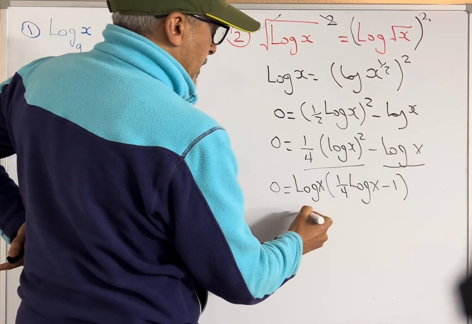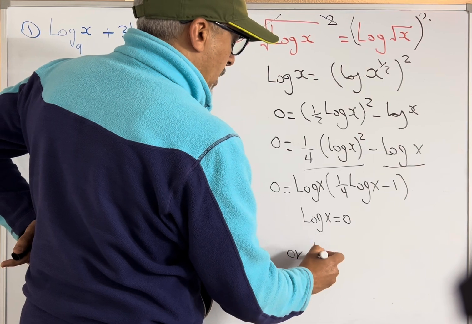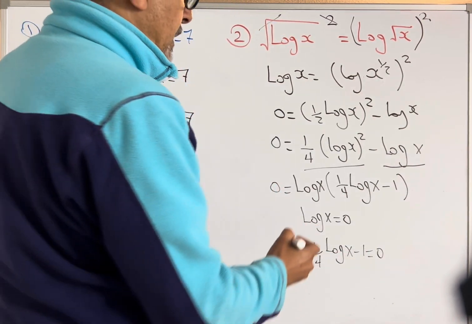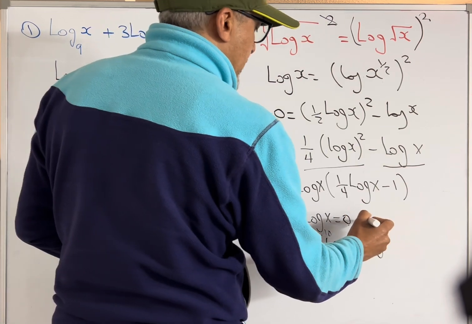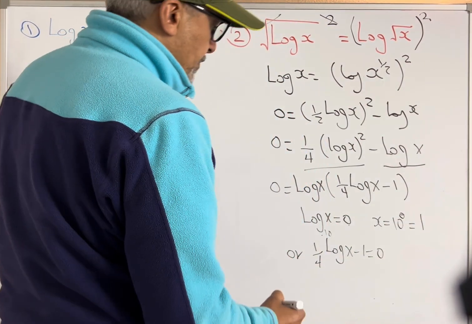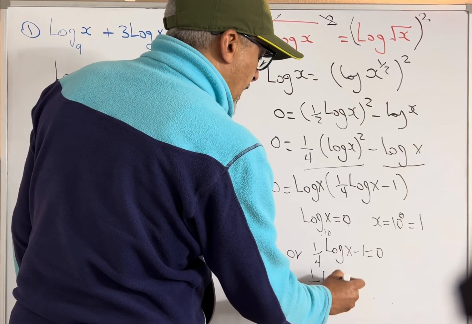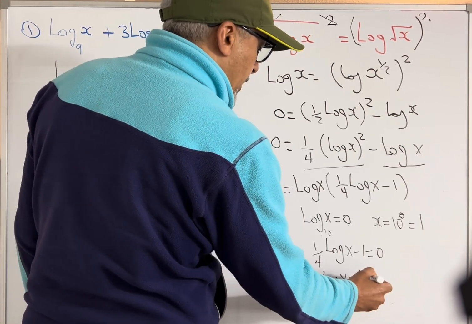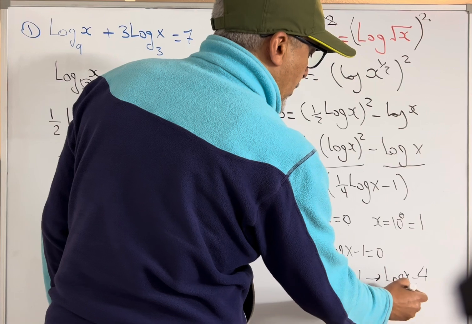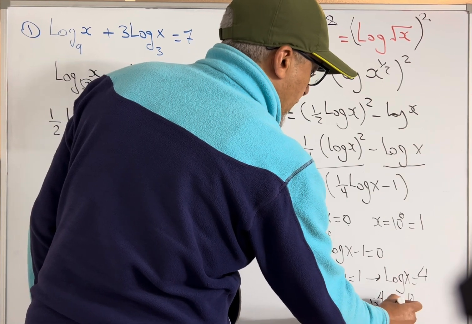So now it's either log x equals 0 or 1/4 log x minus 1 equals 0. Now this is easy. The base is 10 here. So 10 raised to the power of 0 equals x. So x equals 10 to the power of 0, which gives me 1. Here, I'm going to move the -1 to the other side. So 1/4 log x equals 1. I'm going to cross multiply the 4 into there. So I'm going to get log x equals 4. Now you remember the base is 10, so 10 raised to the power of 4 gives me x. So x equals 10 to the 4, which equals 10,000.